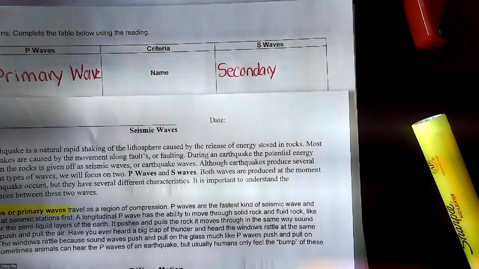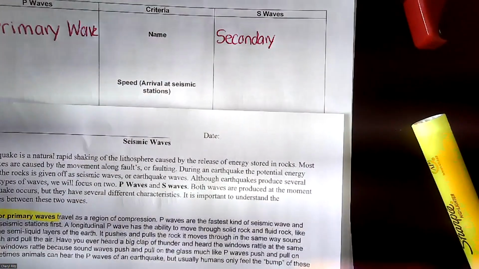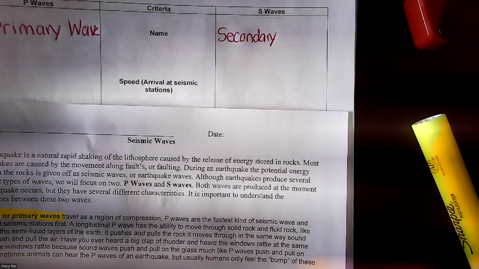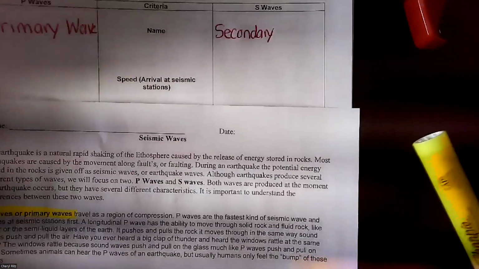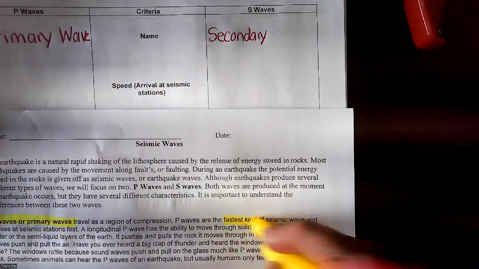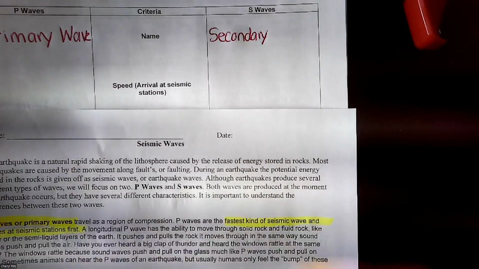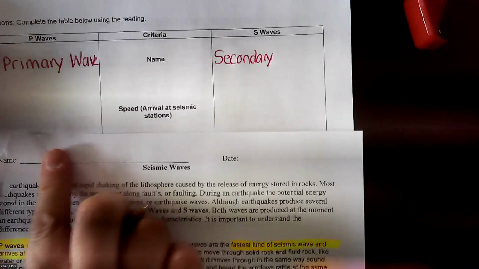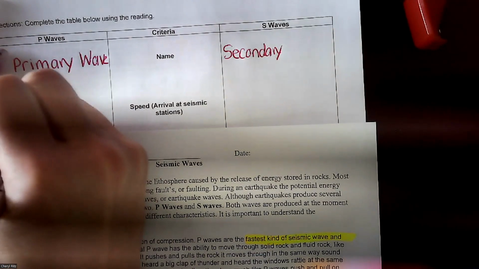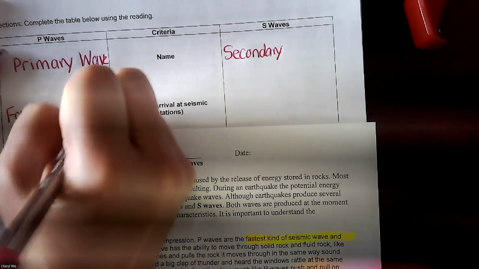And from the reading, did we find the speed or when they arrive at the seismic station? Primary arrive first. So where was that? P waves are the fastest kind of seismic wave and arrive at the seismic station first. So let's put both of that in your notes. Their speed is fast, which means they arrive first.